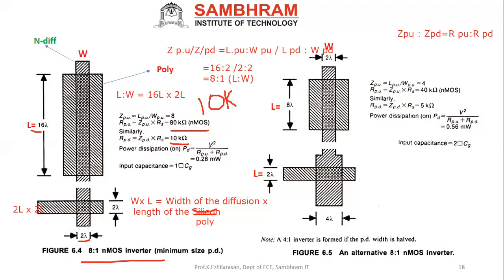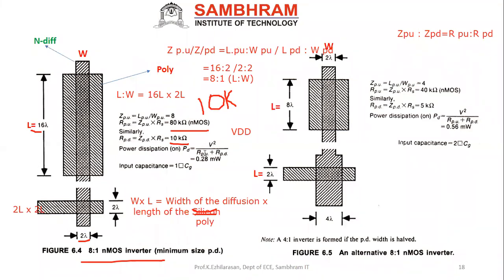So now this V square is nothing but VDD squared, divided by R actually. R in the sense here, you have to consider both pull up and pull down, that is RPU plus RPD, because both are in series connection. If I say pull up resistance plus pull down resistance, the total power dissipation PD is equal to V square by RPU plus RPD.